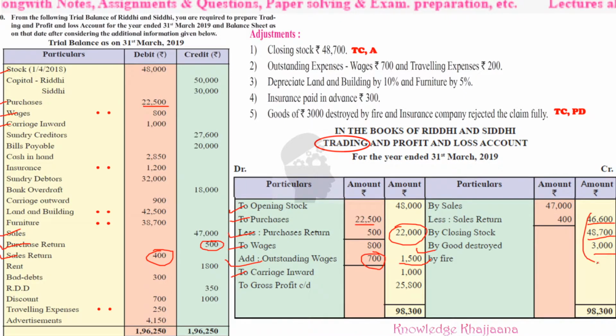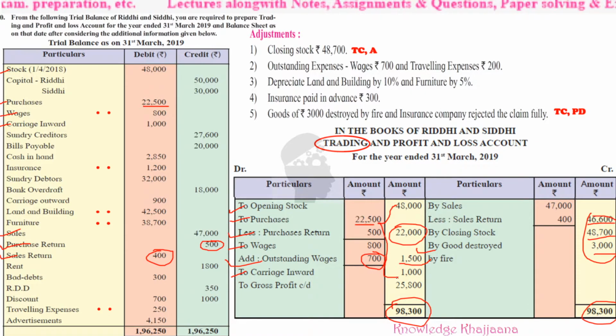We'll do the total of all these items given on the credit side of the trading account. That will become 98,300. Then we will write the same total 98,300 to the debit side of the trading account, and then we will do the total of all the other items on the debit side. We will deduct that total from this total, and we will come across the gross profit amount rupees 25,800. What we will do of this gross profit, we'll bring it down to the profit and loss account credit side.